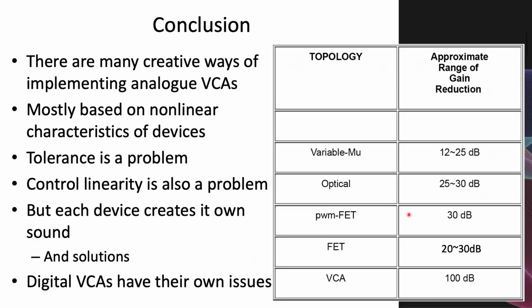So to conclude, there's a large number of creative ways of implementing analog VCAs. Mostly they're based on non-linear characteristics of devices. Tolerance is definitely a problem with a lot of them. You need matched valves. Light-dependent things need matched light-dependent resistors. FETs needed matched FETs. Even using diodes in the Dolby thing, I didn't show the circuit, but there's stars all over that circuit that essentially says all these components have to be matched, measured before production and matched very closely.